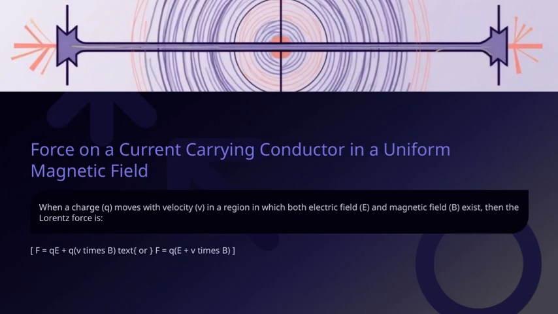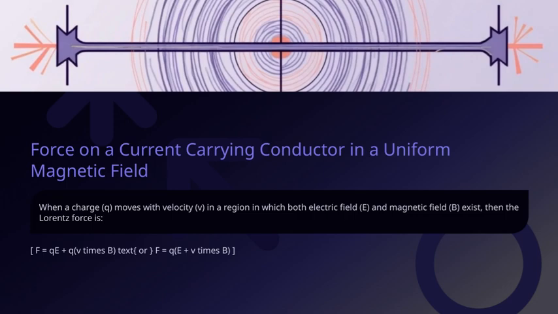When a charge, which we denote as Q, moves through a region where both electric and magnetic fields are present, the force acting on it is described by the Lorentz force law. This is expressed mathematically as F equals Q times (E plus V cross B), or more compactly, F equals Q times the quantity E plus V cross B.